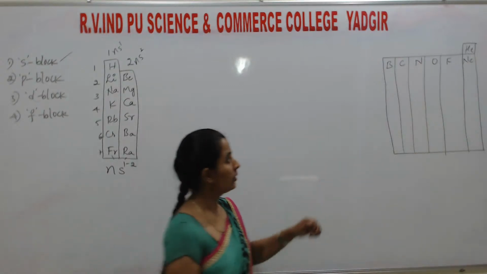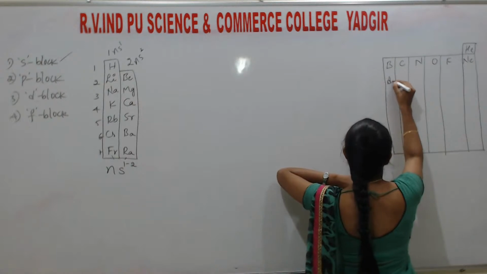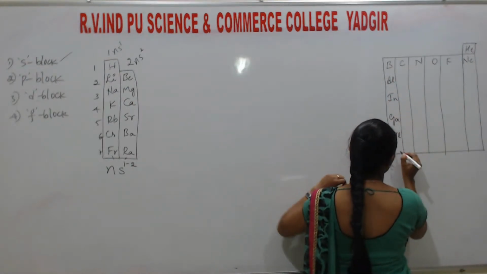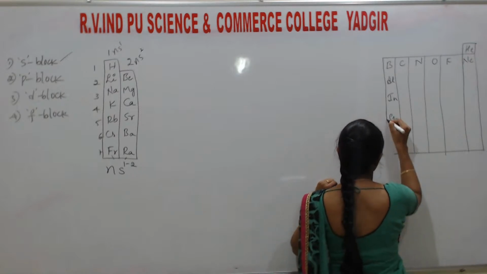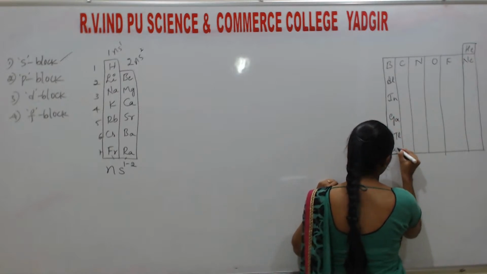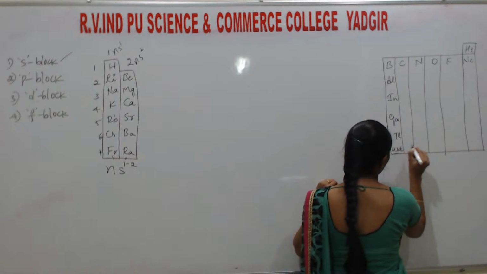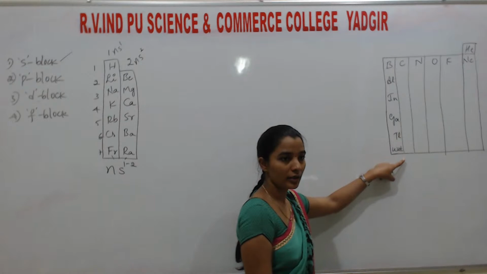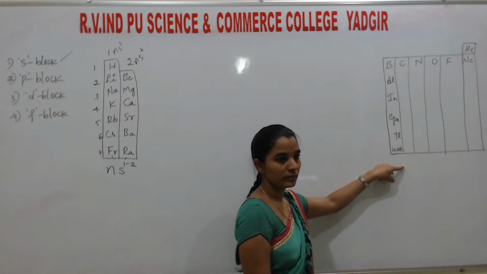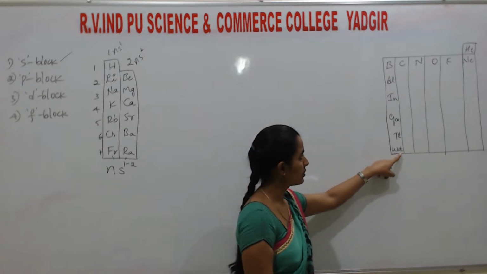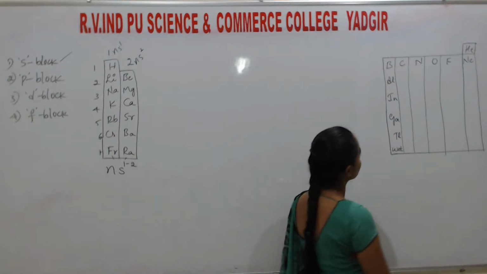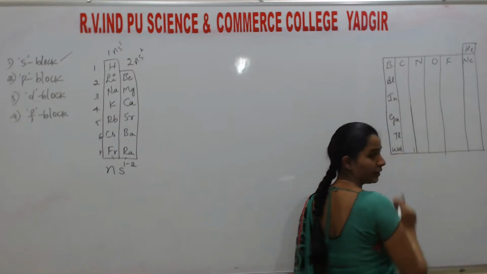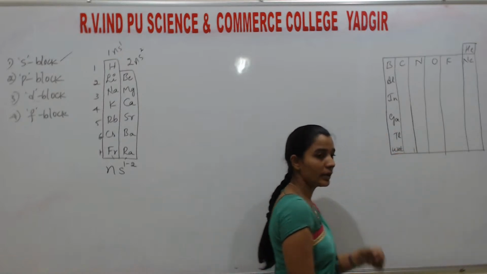Here: boron, aluminium, gallium, indium, thallium, and here an atomic number greater than 100. That is Uut, element 113. Understand? That is written as Uut, which means the element with atomic number 113.